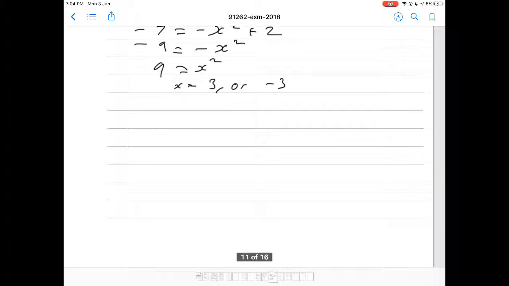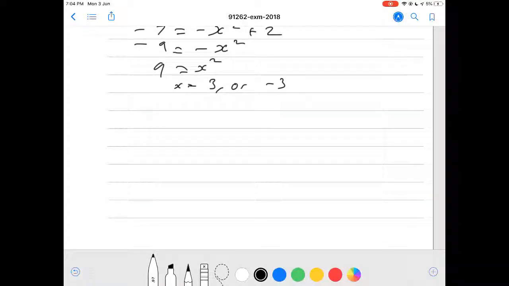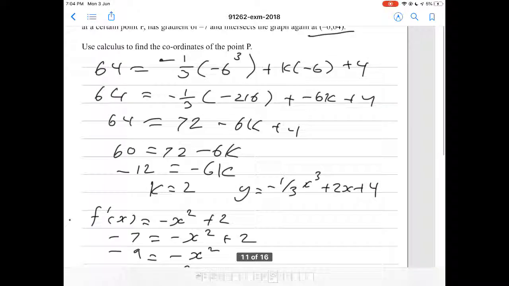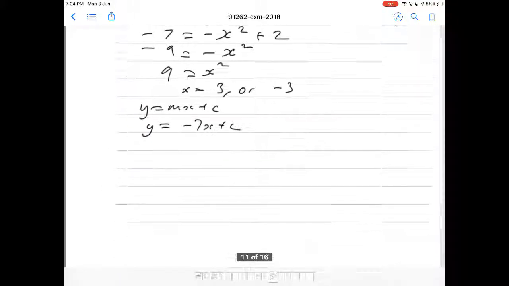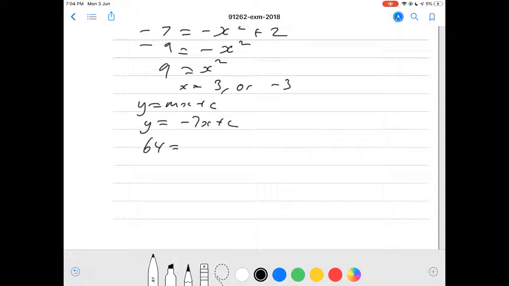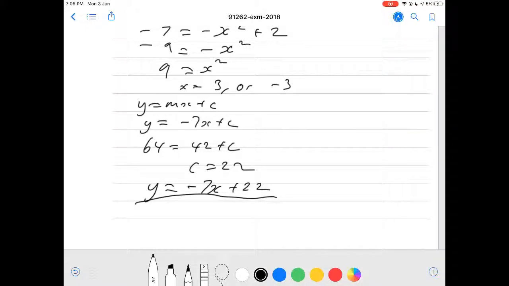Now we'll find the equation for our tangent. We'll say y equals to mx plus c. We know our gradient is negative 7, so y equals to negative 7x plus c. We know that when x is negative 6, then y is 64, so 64 equals to 42 plus c, so c equals to 22. Therefore y equals to negative 7x plus 22, and they will intersect when these two are equal.